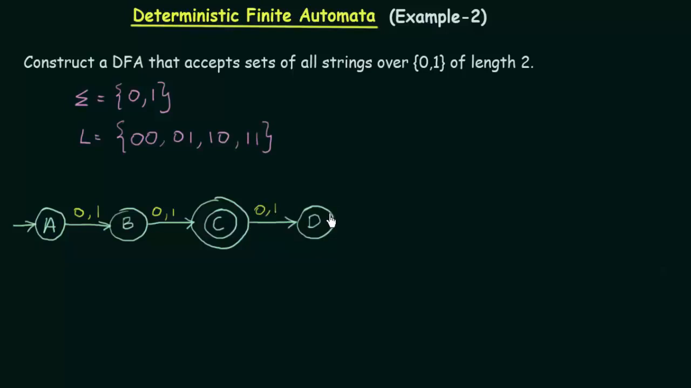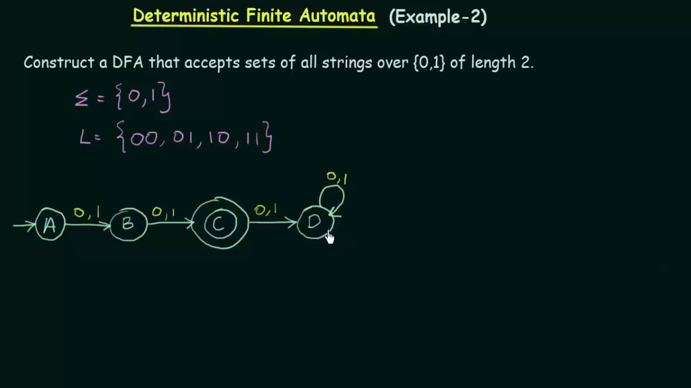And state D also is not complete because I did not mention what will happen in state D, whether it gets 0 or 1. So I give a self loop to state D, saying that whether I get input 0 or 1, it stays in state D itself.